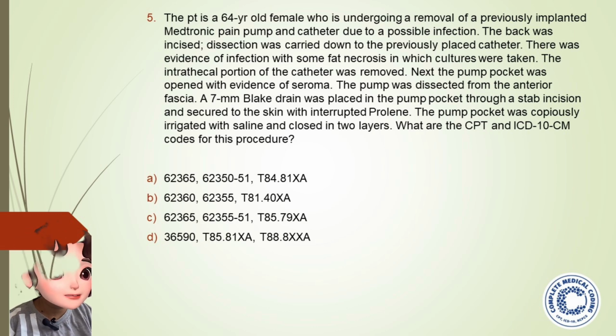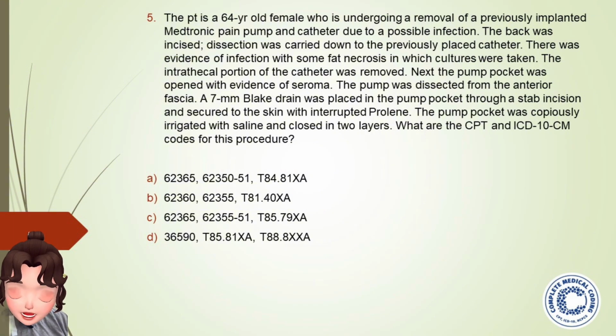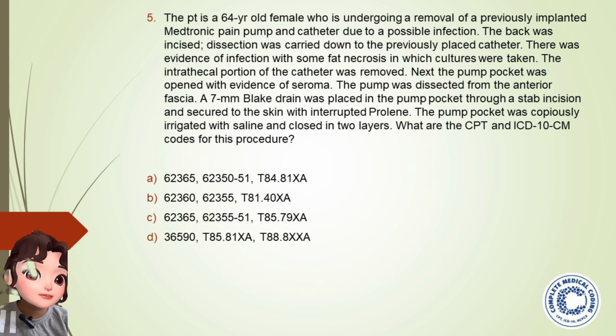Let's look into the CPT code also. What is 62365 in option C? 62365 represents removal of subcutaneous reservoir or pump previously implanted for intrathecal or epidural infusion. Yes. And what is 62355? 62355 represents removal of previously implanted intrathecal or epidural catheter. Yes, removal of a previously implanted catheter. So both the CPT codes are correct in option C.